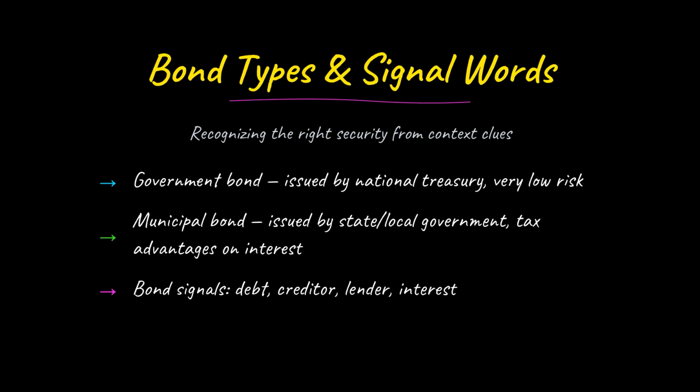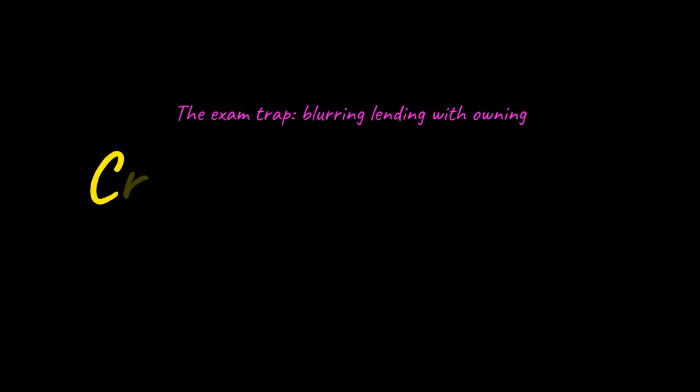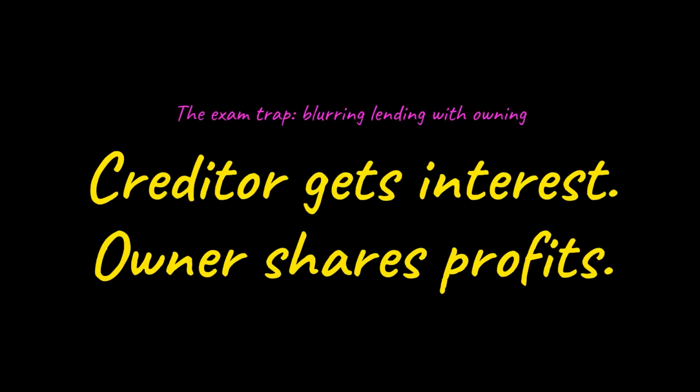The signal words are your fastest tool: debt, creditor, and interest point to a bond, while ownership, dividends, and price appreciation point to stock. The trap exam writers set is blurring lending with owning. Always ask, is this investor a creditor receiving fixed interest or an owner sharing in the firm's fortunes? That single question resolves almost every bond versus stock scenario you will face.